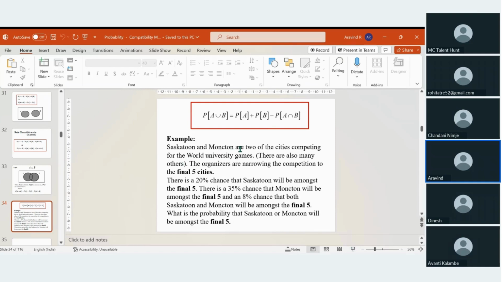Saskatoon and Moncton are the cities competing for the World University Games itself. There are also many others. The organizers are narrowing the competition to the final 5 cities. There is a 20% chance that Saskatoon will be among the final 5. There is a 35% chance that Moncton will be among the final 5, and there is an 8% chance that both will be among the final 5. What is the probability that Saskatoon or Moncton will be among the final 5?